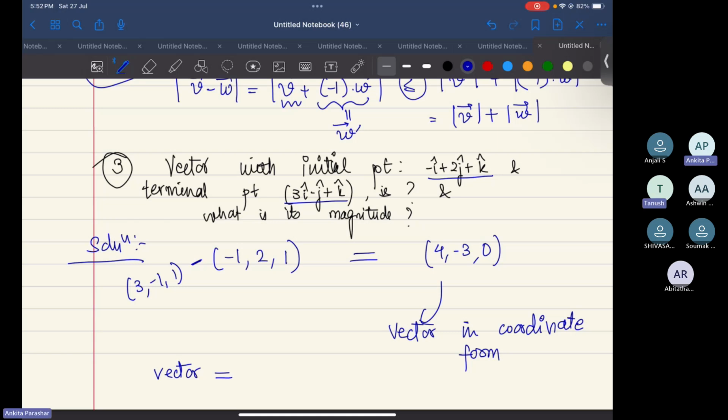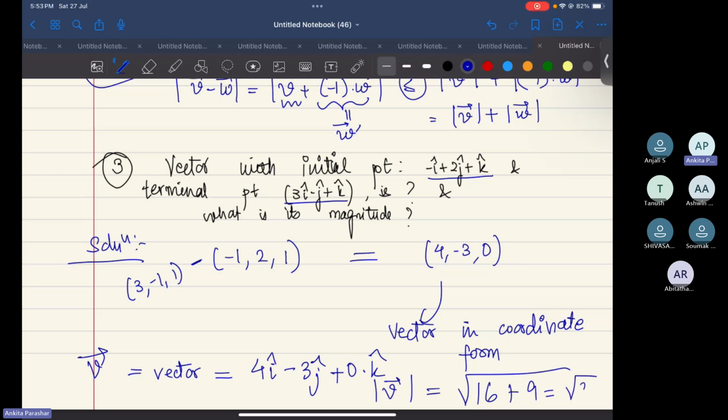Can you tell me how you write it? 4 i cap minus 3 j cap plus 0 k cap. Yeah, the 0 either you write or you don't write. Okay, what is the magnitude? I think it's simple. So 16 plus 9, which is just root 25, which is the same as 5.